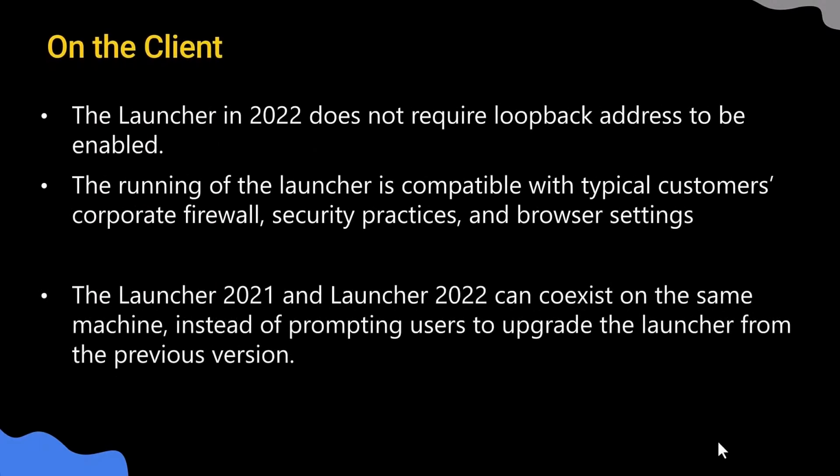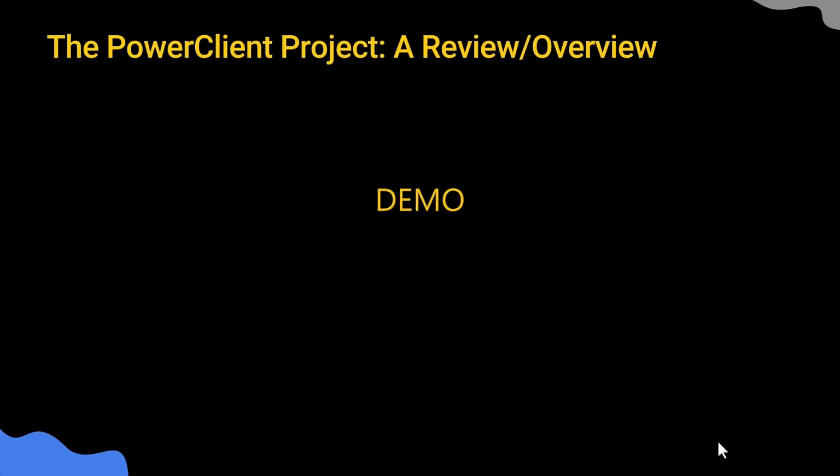And more under the hood enhancements, Launcher 22 does not require a loopback address to be enabled. The running of it is compatible with a typical customer's corporate firewall, security practices, and browser settings. Both Launcher 2021 and Launcher 2022 can coexist on the same machine, instead of prompting users to upgrade the launcher from the previous version. And now, a demo of those customizations in 2022.